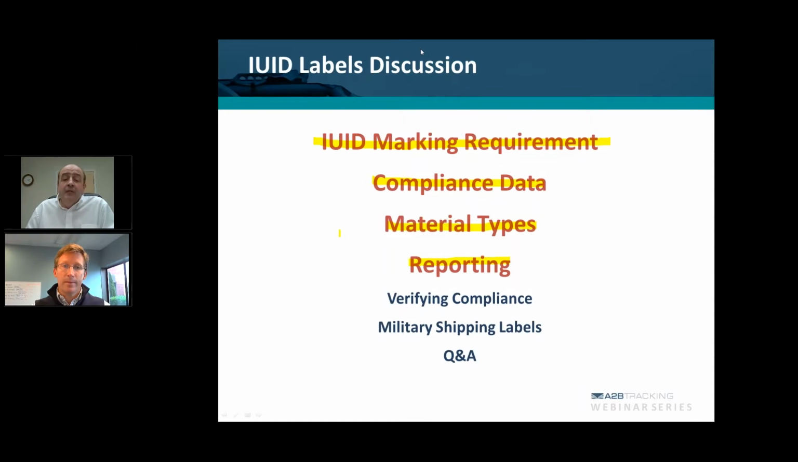Well, frankly, Peter, the reporting is just as important as the label. Within your contract, as I mentioned earlier, if you're wondering whether or not you have a requirement for IUID, you'll look for either MIL-STD-130 or the DFARS clause 252.211-7003. The reporting requirement is also under DFARS clause 252.211-7007. That will probably be in your contract as well.